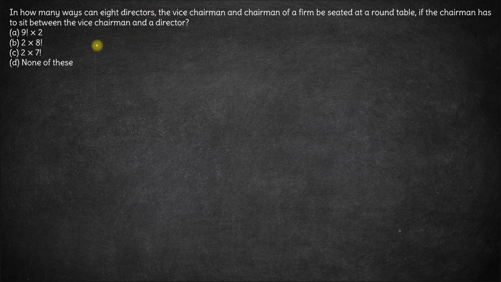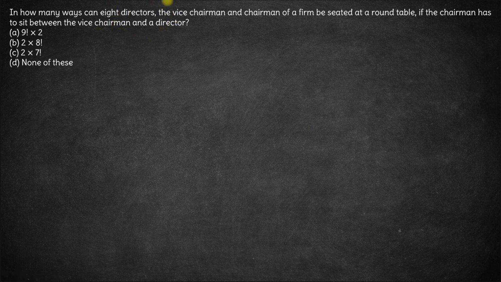Hi. Here in this question we have, in how many ways can 8 directors, the vice chairman and the chairman, so we have 8 plus 1 plus 1, total 10 people of a firm, be seated at a round table if the chairman has to sit between vice chairman and a director?